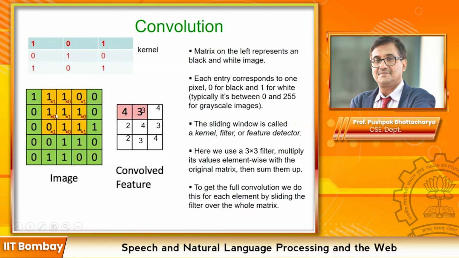Now I shift it by 1 column. Now I have 1, 1, 0, 1, 1, 1 and 0, 1, 1 interacting with the kernel. That will produce a value of 3. Shifted by one more column, I hit the right wall, I get 4. Now I come back to the left wall, but shifted below by 1 row. Here I get 2, then 4, then 3, then 2, 3, 4. So I get a matrix of neurons with values 4, 3, 4.